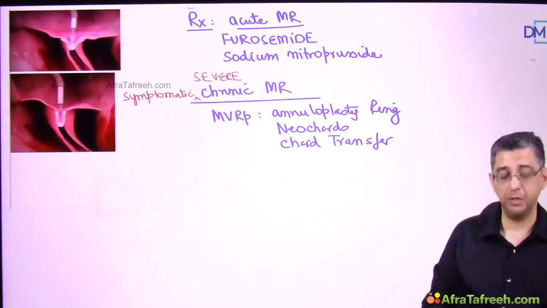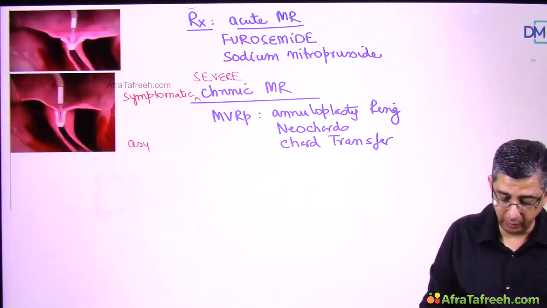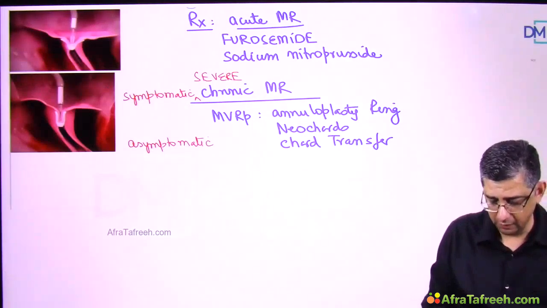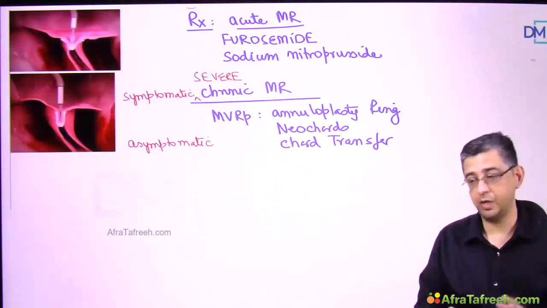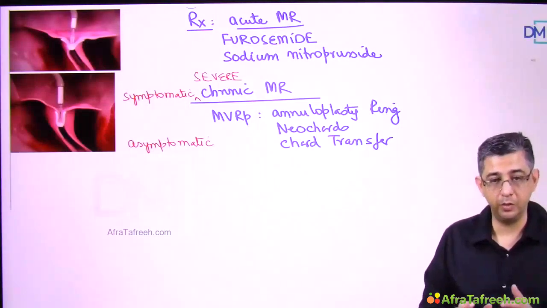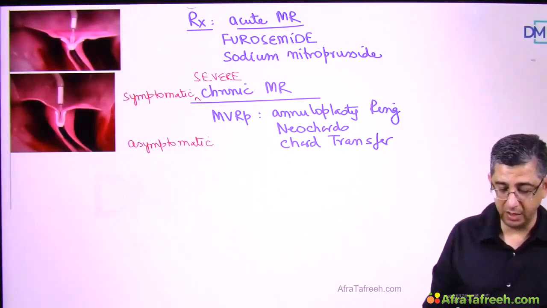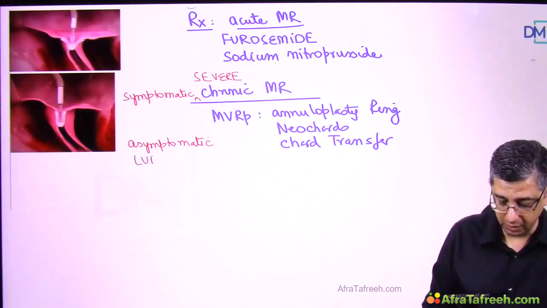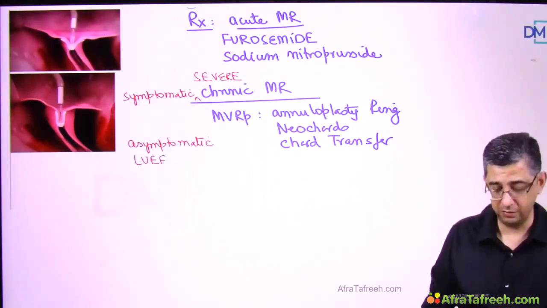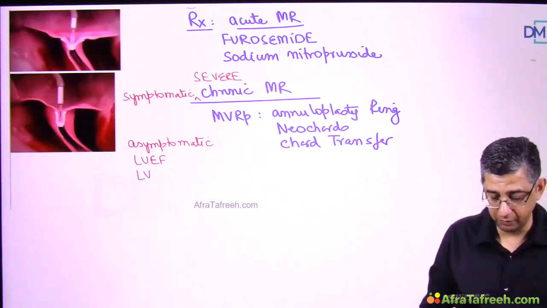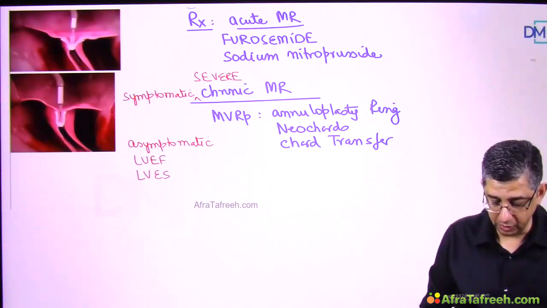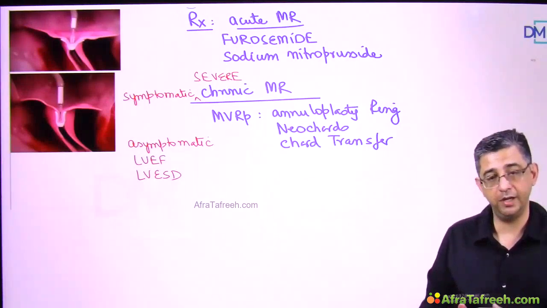Suppose in the question he begins by saying a person is asymptomatic but he's having severe chronic mitral regurgitation. Well, it is highly unlikely that a severe MR will be asymptomatic, but after all, an MCQ is an MCQ. So if it's an asymptomatic patient, we will obviously check the left ventricular ejection fraction, and we will also check the left ventricular end systolic dimension, ESD.